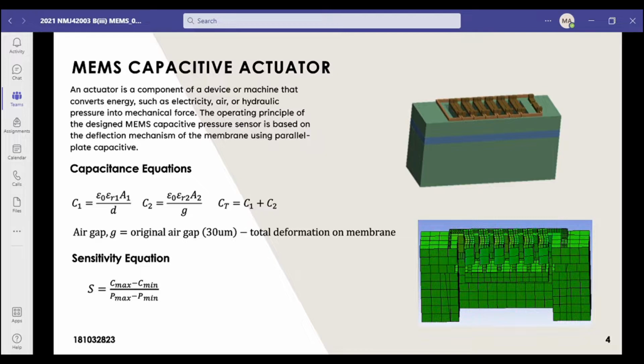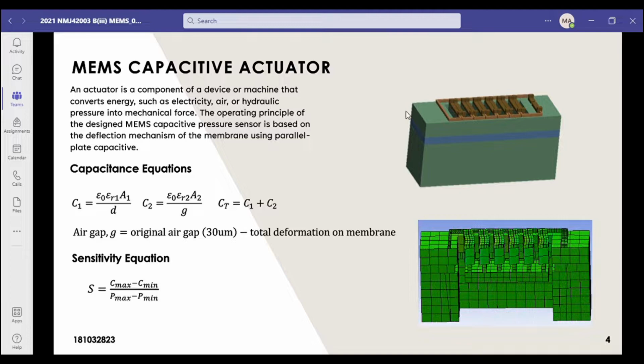Today I will present about MEMS Capacitive Actuator. An actuator is a component, device, or machine that converts energy such as electricity, air, or hydraulic pressure into a mechanical force. The operating principle of the design, the MEMS capacitive pressure sensor, is based on the deflection mechanism of the membrane using a parallel plate capacitor.